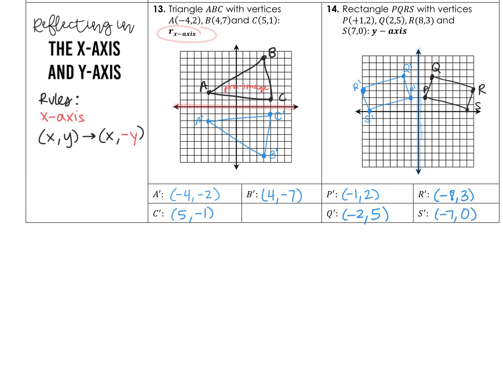So again, I'm asking you what changed. Yeah, your x values changed sign. So it was +1, +2. Now it's -1, +2. Q was 2, 5. Now it's -2, +5. So the x values are changing signs. So if I'm doing a reflection over the y-axis, and this should be something you should be able to notice on your own, then my xy will become, okay, this stays the same, but the x value changes sign.